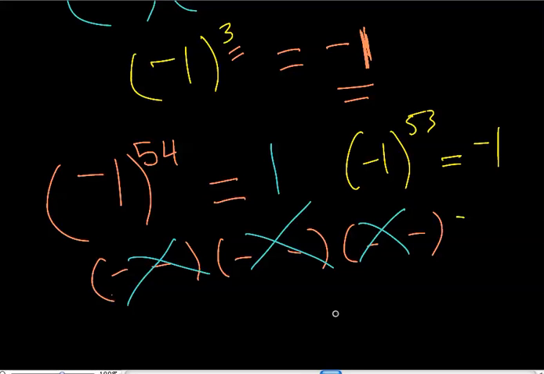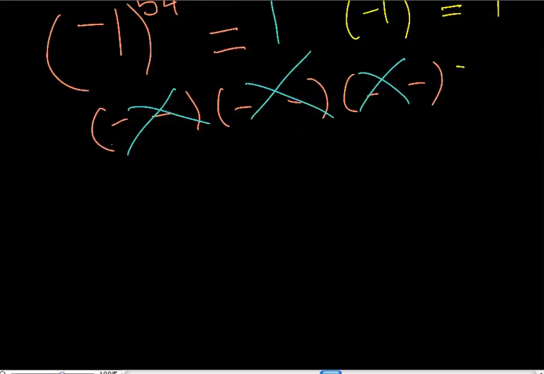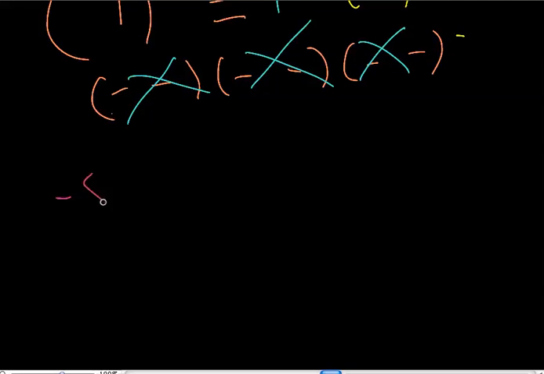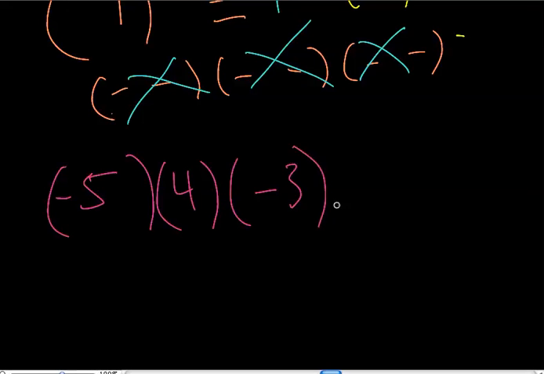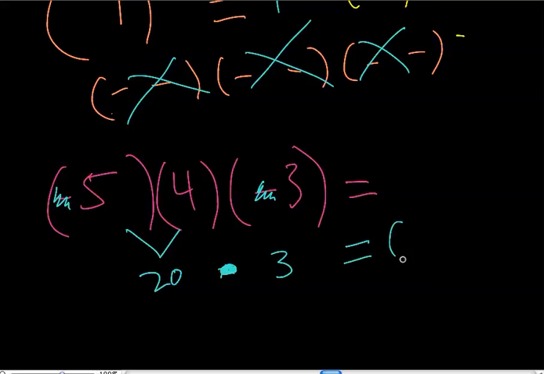Let's try something like negative 5 times 4 times negative 3. First thing I do is ask, how many negatives do I have? I got 2 negatives, and 2 negatives cancel each other out. So 5 times 4 is 20. 20 multiplied by 3 is 60. And it's going to be positive.